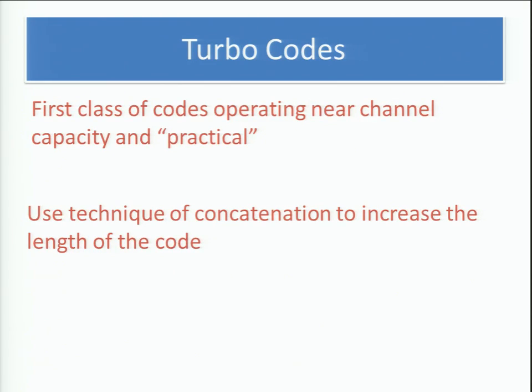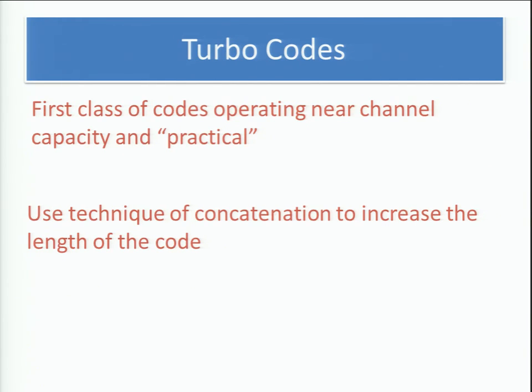So how do you increase the length of a code? You know that small length codes are very easy to handle. Encoding is easy, decoding is easy and all that. But as you increase the length of the code, it becomes harder. How do you increase the length of the code while keeping this under control? There is a technique called concatenation, which means you encode and concatenate it with another encoder. So the effective length that you get is the encoder 1 output n1 times n2. That is the total length of the code.